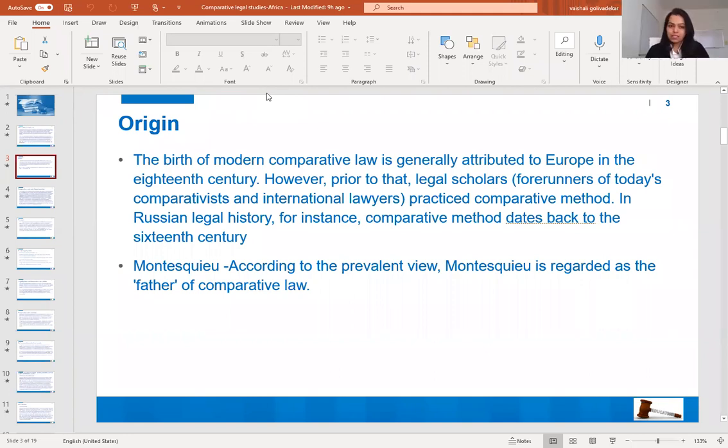We have Montesquieu. According to the prevalent view, Montesquieu is regarded as the father of comparative law. So this system started in countries long back, though it is not recorded anywhere. Countries have a habit of following each other's laws. For example, British law is followed in all the colonies, right? So we still refer to their decisions. This is nothing but comparative legal studies.